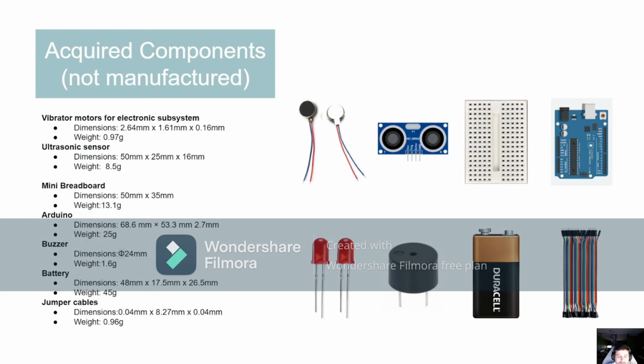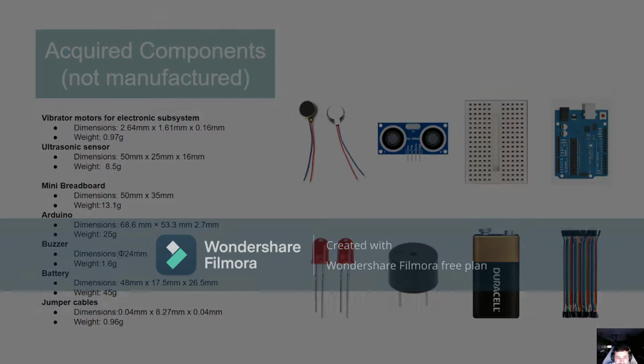The acquired components that are not manufactured by us are the vibrator motors, the ultrasonic sensor, the mini breadboard, the Arduino, the buzzer, the battery, and the jumper cables. All the dimensions and weights were taken into consideration for our structural design.